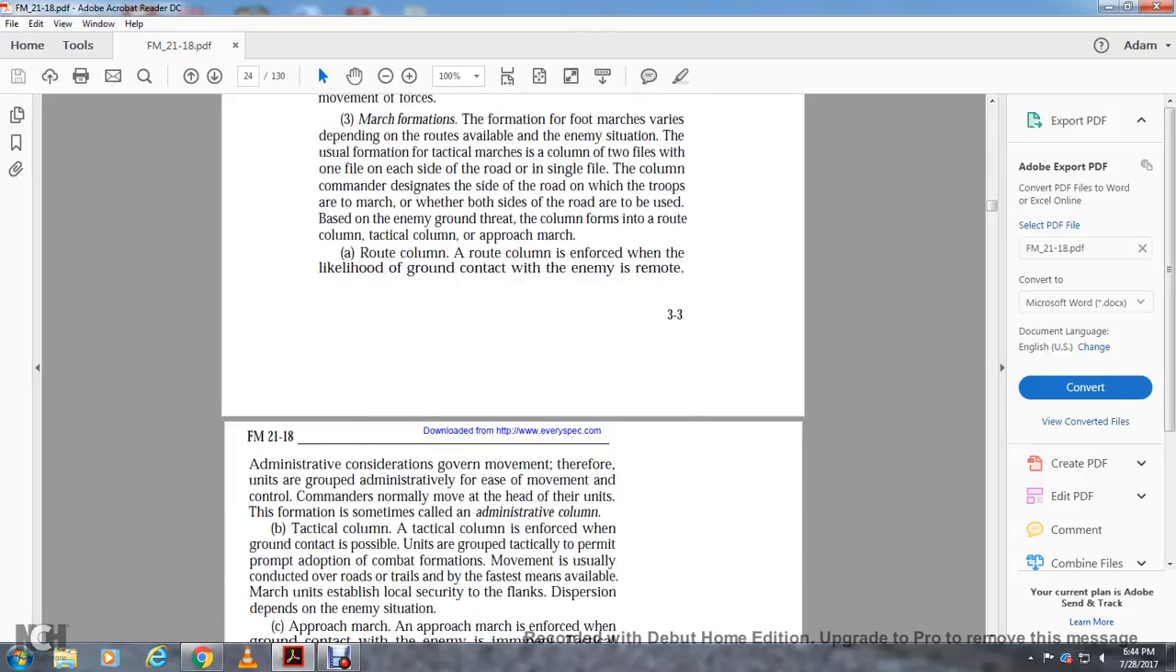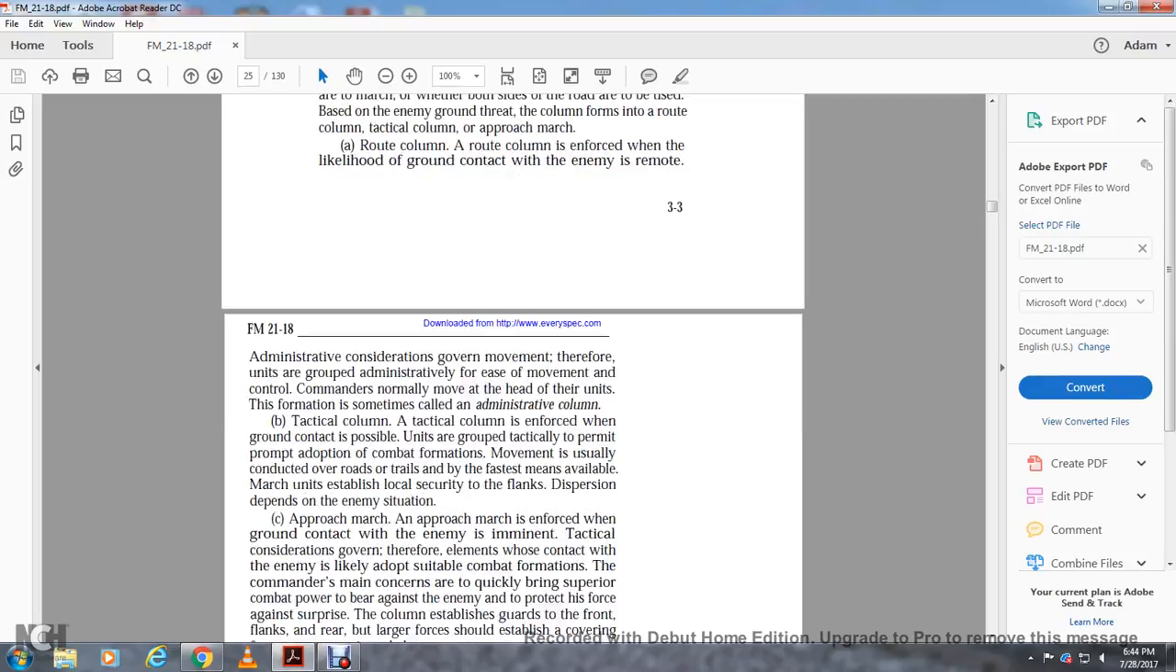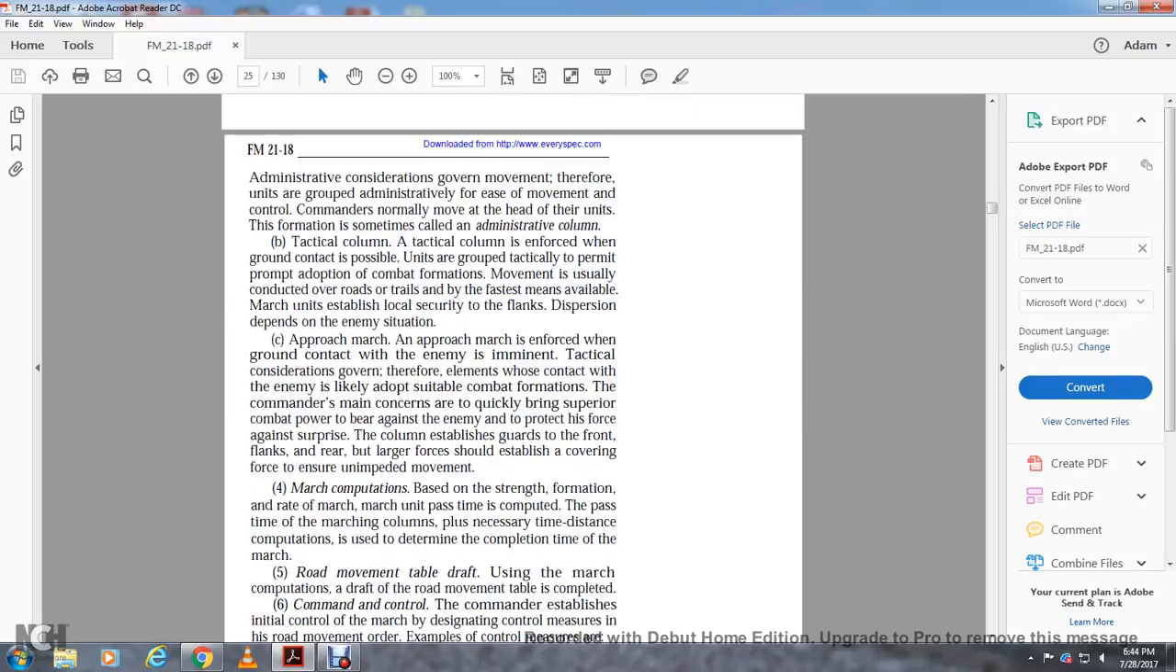Administrative considerations govern movement within the group. Administrative movement is usually under the control of the commander, who normally moves to the head of the units for information, sometimes called an administrative column. Tactical column: a tactical column is employed with ground contact. It is possible for the unit to permit prompt adaptation to the combat formation.